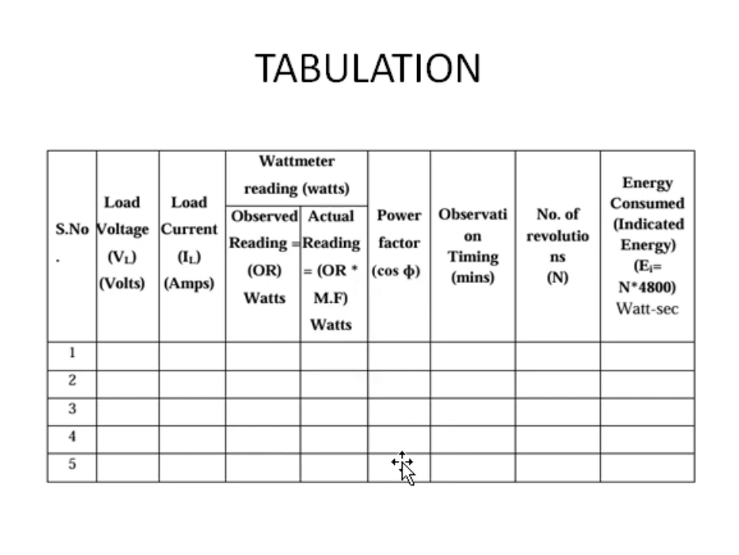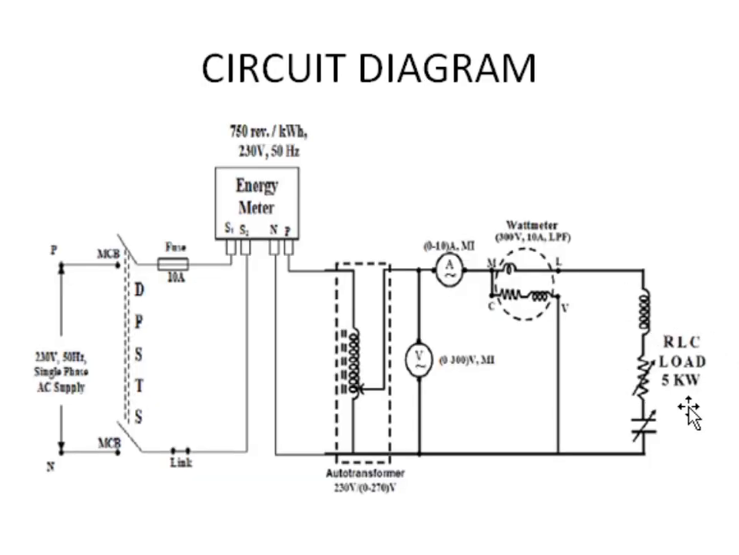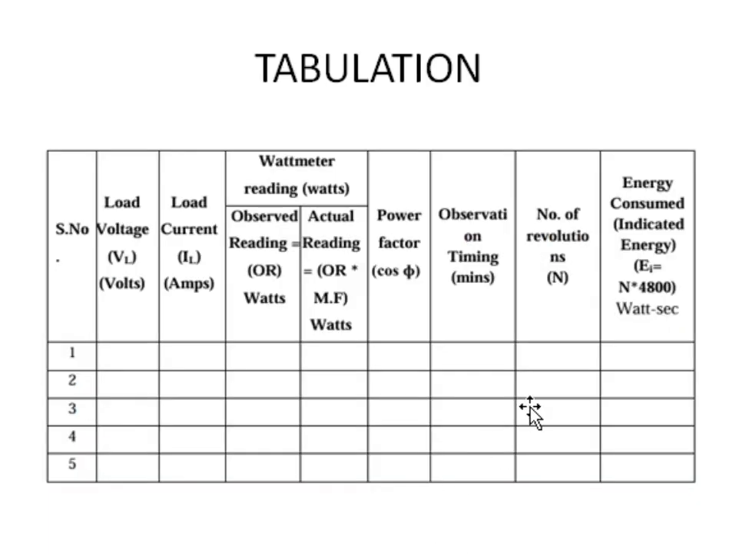The power factor I will explain finally. For the observation timing, we put a time constant of 1 minute or 2 minutes, given in the table. Suppose we take 1 minute, then we count the number of revolutions. In 1 minute under the load-on condition, in a single phase induction type energy meter there is one disk. However many rotations the disk completes, that count is noted here as the number of revolutions.